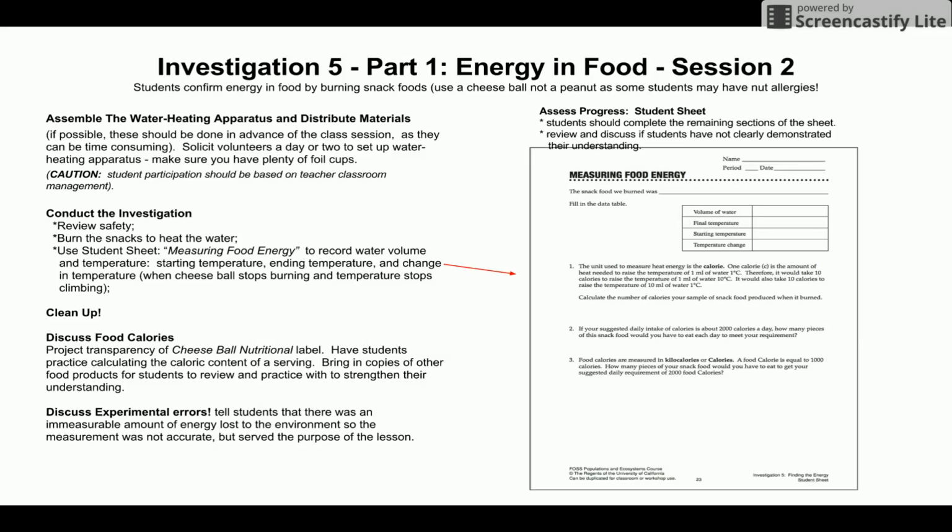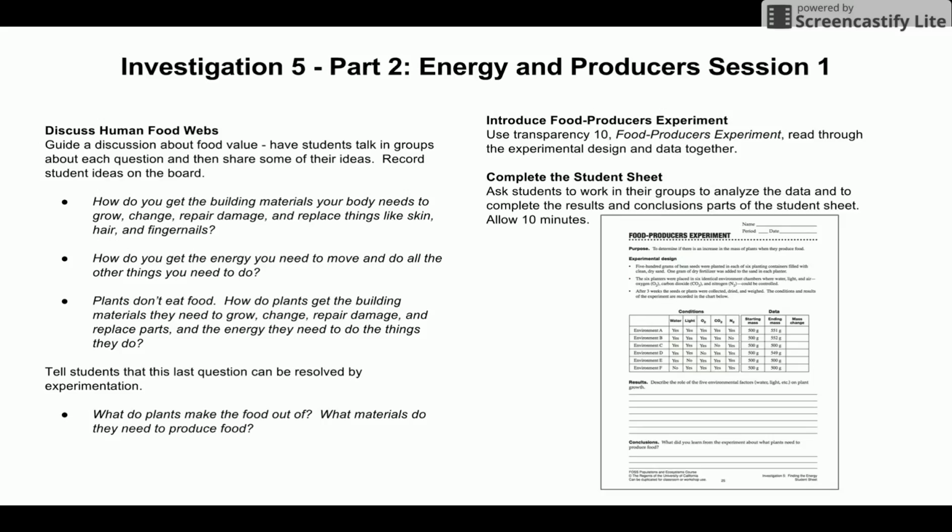Have students complete the student sheet. Discuss any situations or issues that students might have. Discuss human food webs. Have students work in groups to answer the following questions. Tell students that the last question will be answered by doing an experiment. Use Transparency 10, Food Producers Experiment.